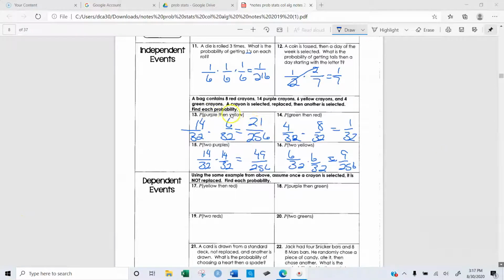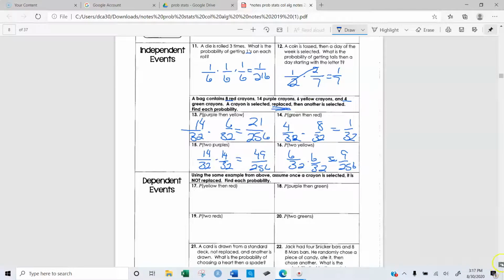When you look here, you had purple then yellow. The key in this one here is a crayon is selected and then replaced. So since it's put back, it does not affect my next selection. So we had 14 out of 32, then 6 out of 32 because you added them up. There's 32 crayons. And then I'm hoping you're typing into a calculator that reduces for you, which gives you 21 over 256. Green was the same way. So now you took green, which was 4, times your red, which was 8. You got 1 out of 32. The 2 purples, since you put them back, did not matter. The same with the yellow.